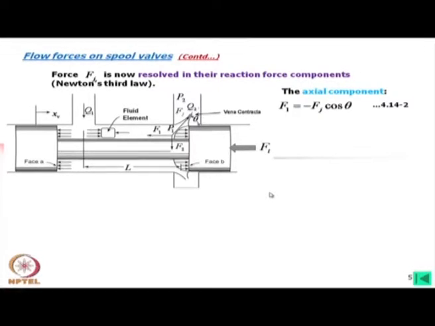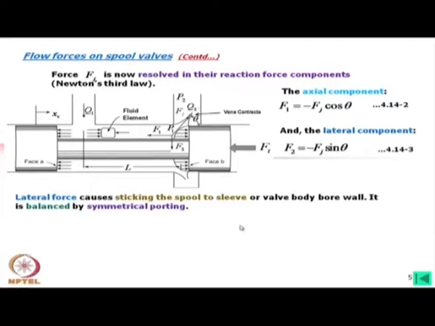The axial component F 1 can be written as minus F j cos theta. Why is it minus? If we resolve this force, it will have a component in these directions, but we are considering what the reaction will be due to the jet force. So the minus sign is coming over there. Similarly, the lateral component F 2 will be given by minus F j sin theta.